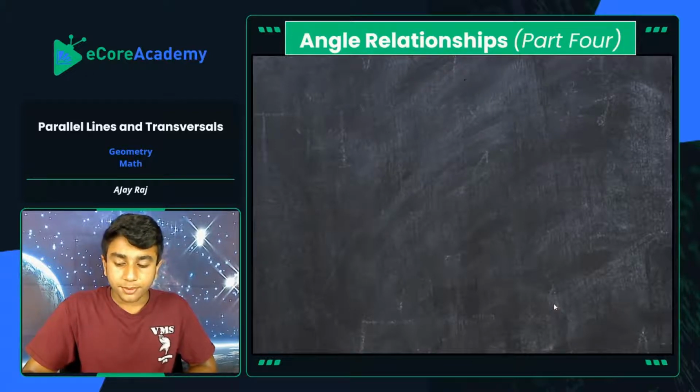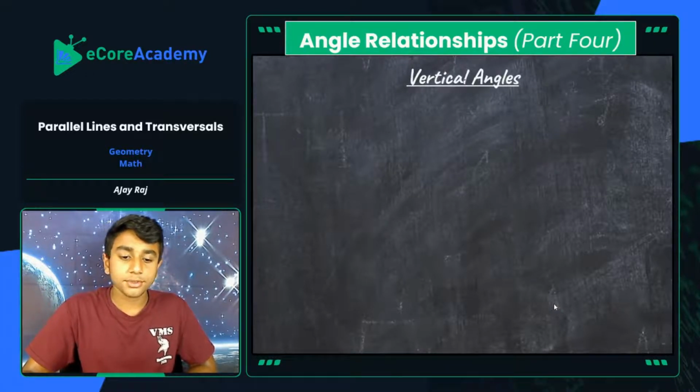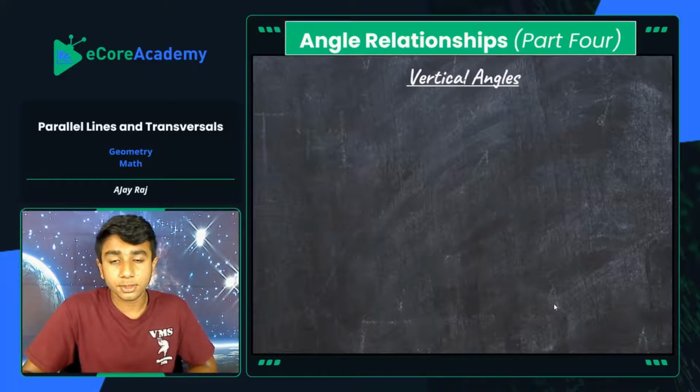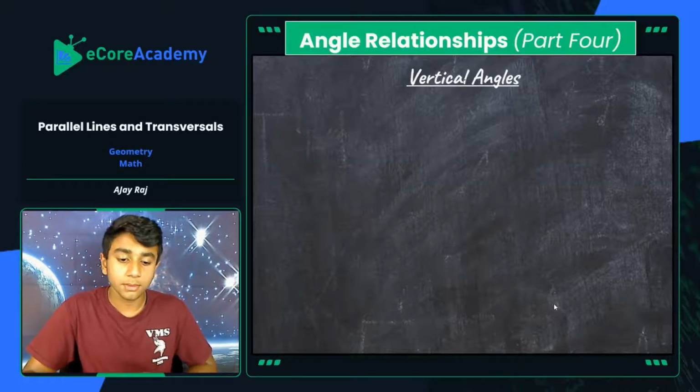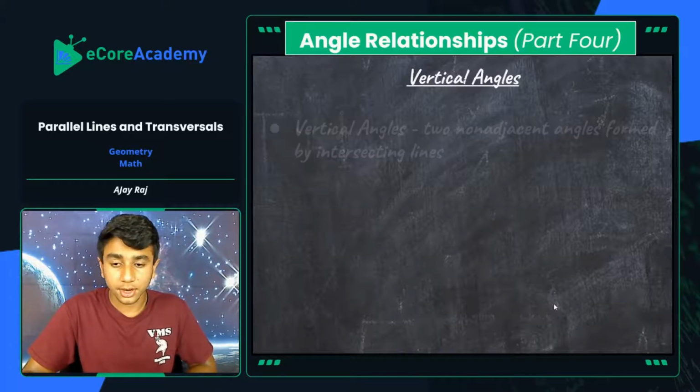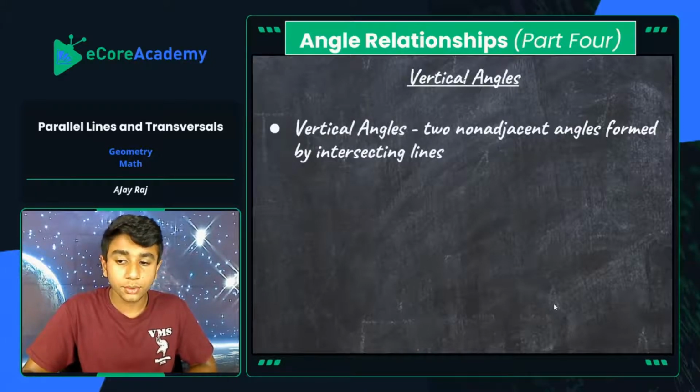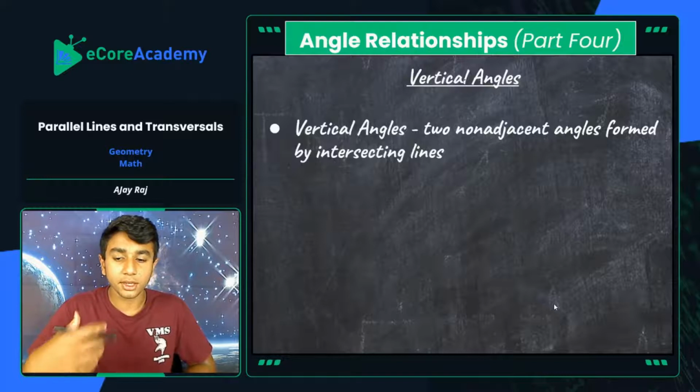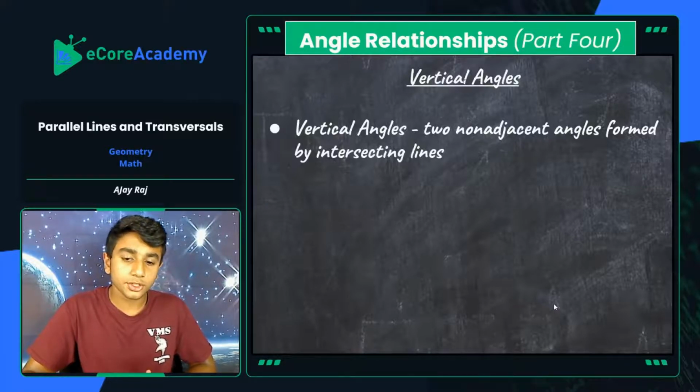For angle relationships part 4, let's look at vertical angles. I've already made a video on vertical angles on its own, but this property, when transversals intersect parallel lines, is where you derive the entire concept of vertical angles from, and we're going to apply it to this scenario. Vertical angles are two non-adjacent angles formed by intersecting lines, in other words, opposite angles. Non-adjacent angles are angles that do not share a side.